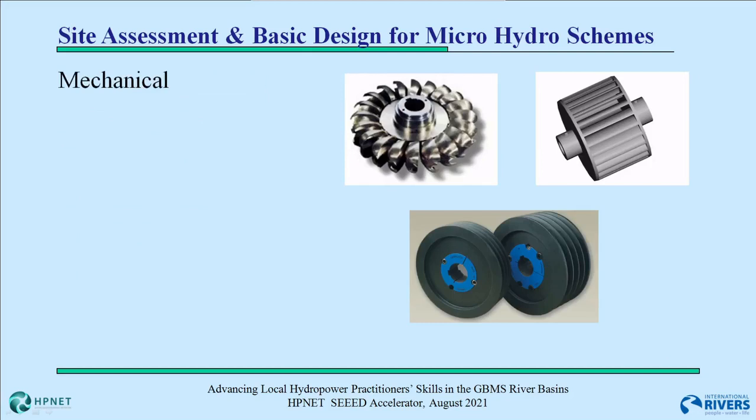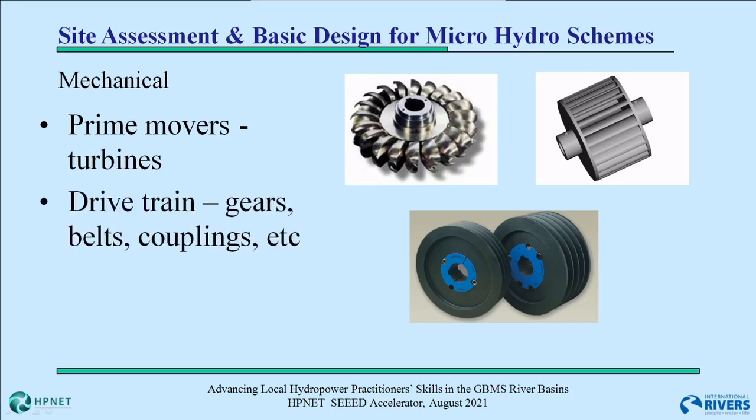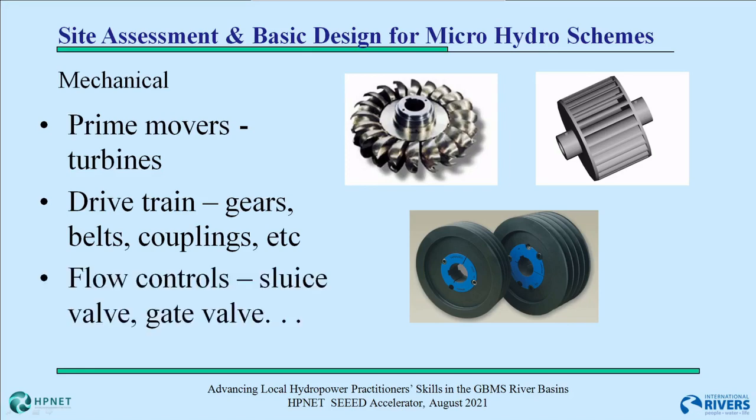Mechanical components comprise the prime mover. In our case, this is a turbine which converts kinetic energy into mechanical energy. This mechanical energy has to be transmitted to another equipment, which is done through a drive train. Gears, belts, and couplings are typically used to transmit mechanical power. Flow control components like sluice gates and gate valves are also mechanical in nature. These are mostly housed inside the powerhouse.